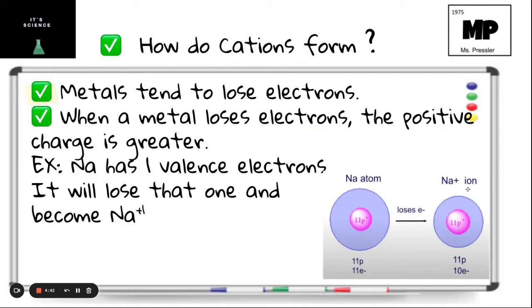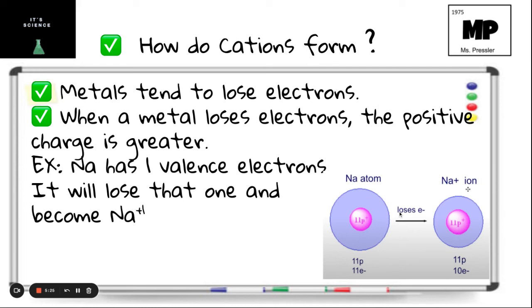How do cations form? Well, let's take a look at the periodic table. On the left, we have metals. The metals tend to lose electrons. When a metal loses an electron, the positive charge is greater. For example, sodium has 1 valence electron. So it will lose that one valence electron and become Na plus 1. So here's a regular sodium atom, neutral. In the nucleus, we have 11 protons, which are positive. On the outside, we have 11 electrons whizzing around. So 11 and 11, that overall charge is 0, neutral.